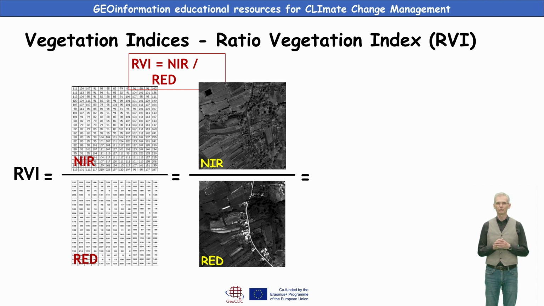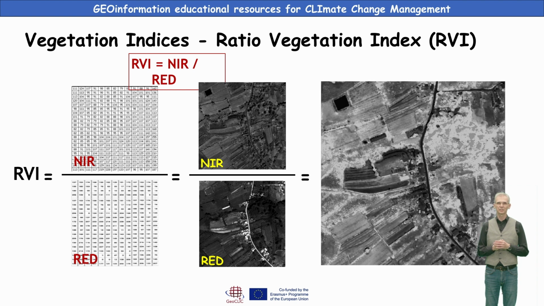For the calculation of vegetation indices, the visible red channel, image from 0.6 to 0.7 micrometers, and the channel from the near-infrared part of the spectrum, 0.7 to 1 micrometer, are most often used. On the left is a view of the red channel of the Daedalus system, and on the right the near-infrared channel of the same system.